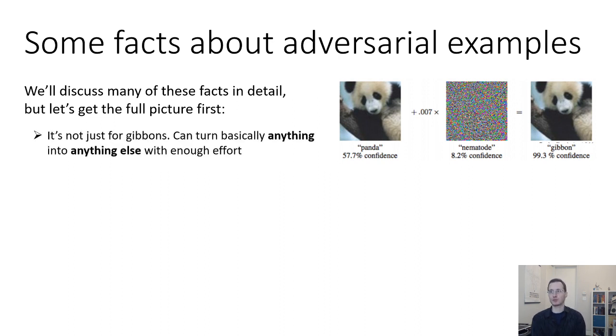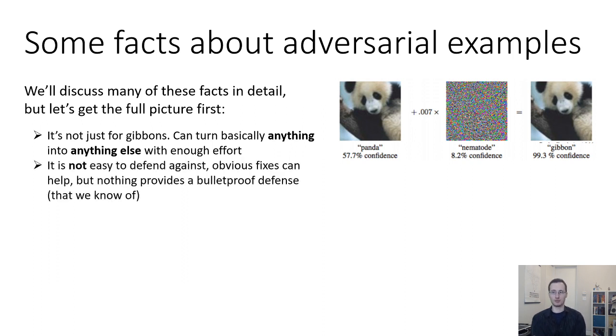Okay, so first, it's not just gibbons. Adversarial examples, these special patterns that you add to a picture, if chosen properly, can turn just about anything into anything else with enough effort. It's not all equally easy, but in general, there is a lot that you can do with adversarial examples, in the sense that there are many different classes you can turn into many other classes for many different kinds of networks in many different kinds of situations.